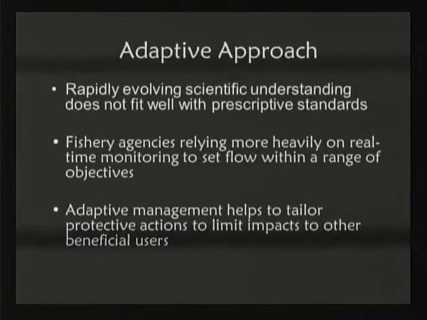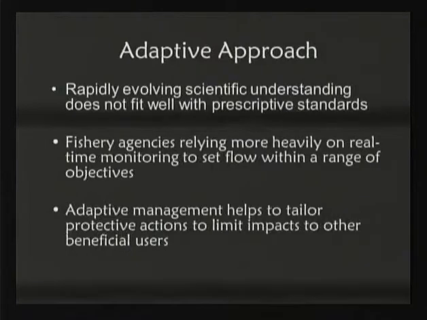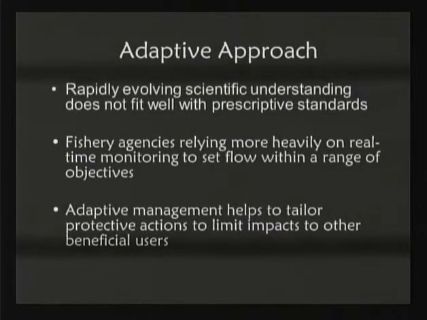The adaptive management process that we've discussed does allow for inclusion of new information that is gathered and lessons learned. It also helps with balancing, tailoring the protective actions to limit the impacts on other beneficial users.